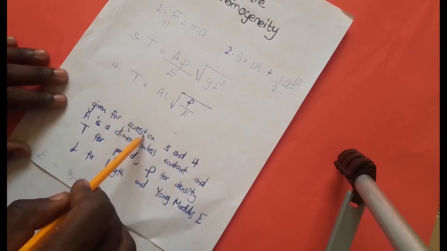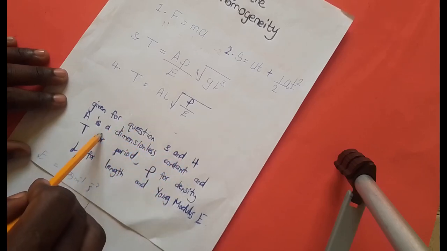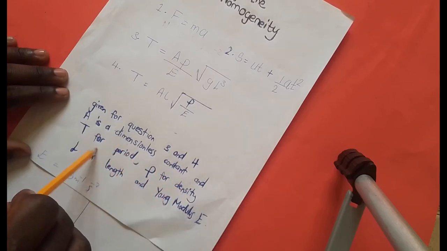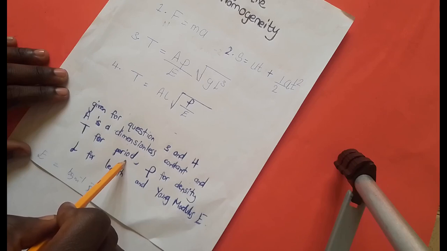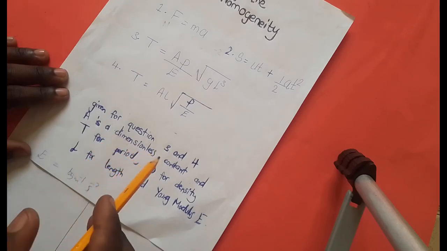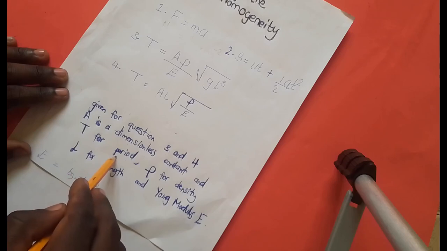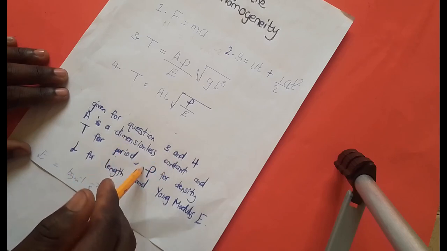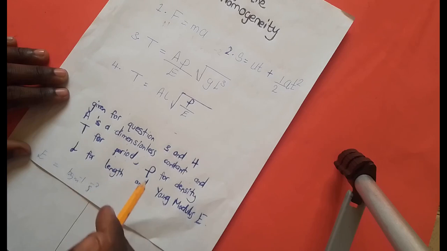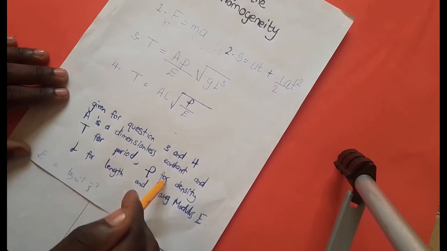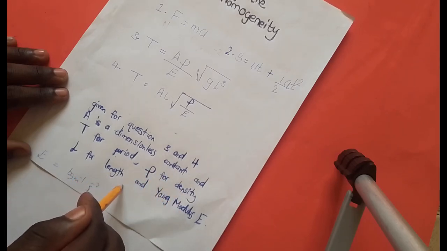So given that for question 3 and question 4, a is a dimensionless constant and T is for period. We know that the unit for period T is 1 over s, or 1 over t, where t is time. That's the unit for period T. And rho stands for density, and L is the length.